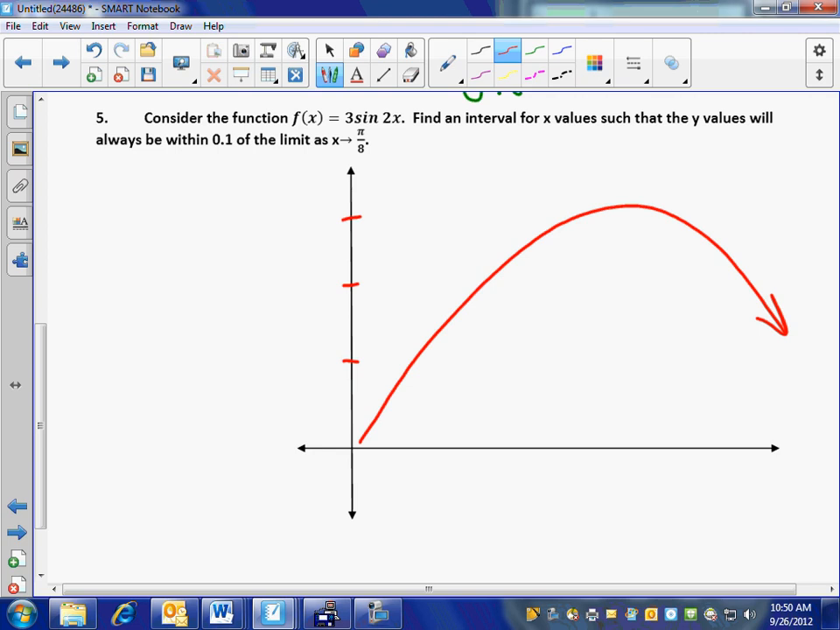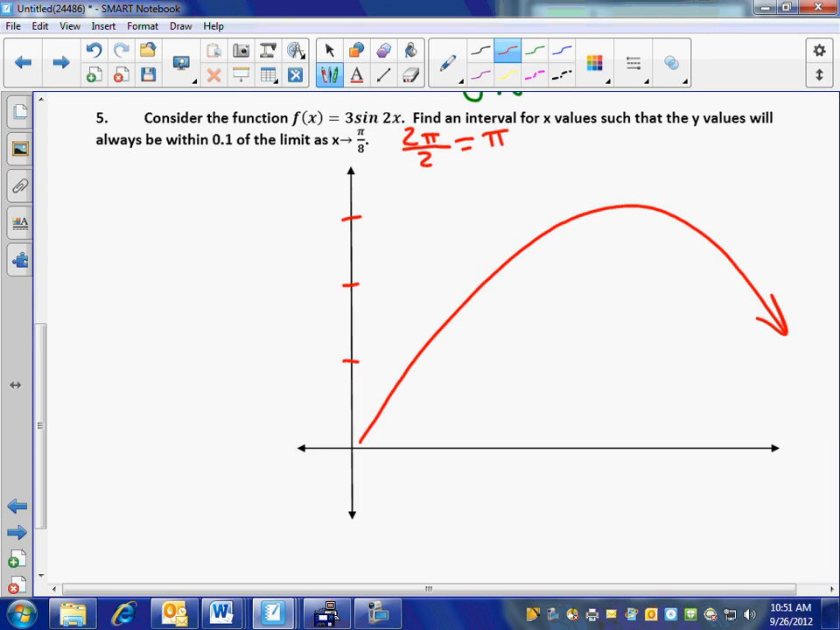Now, we'll see how well you remember your trig. In order to find the period of sine or cosine, I take 2 pi and divide it by your b value. What's your b value? 2. 3 represents your amplitude, which is 3 units high. You guys need your trig notes back, don't you? I'll print them off for you tomorrow. So our period is pi.